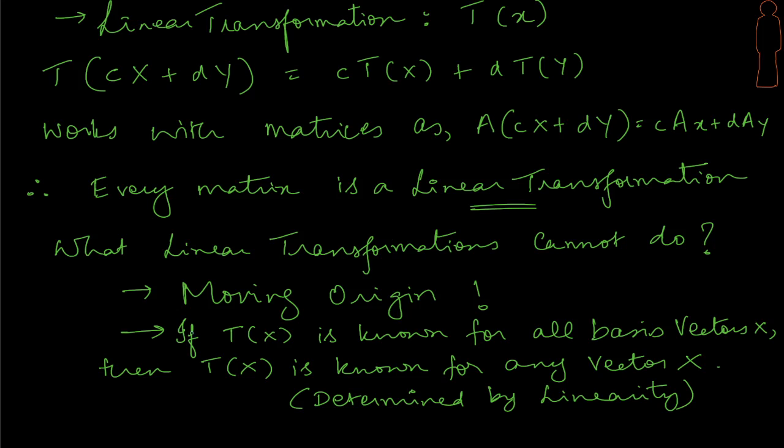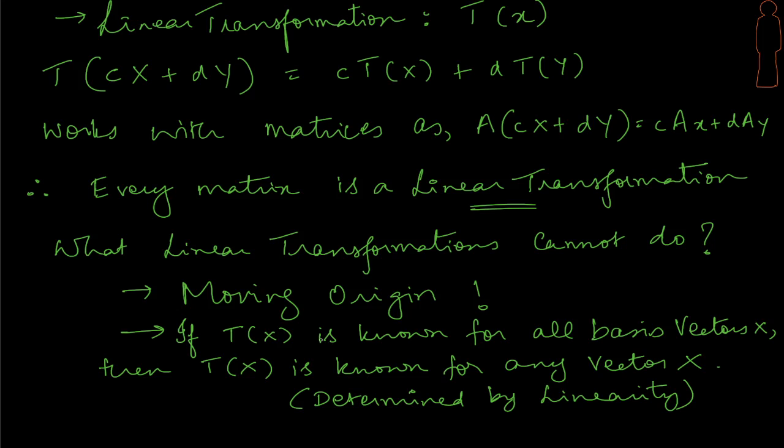Okay, so let me move to another transformation that is not possible. If we talk about the transformation on vectors that are basis vectors, then we can easily figure out the transformation on any vector x, right? Which means that you cannot, the transformation really cannot decide on a linear combination of other vectors.